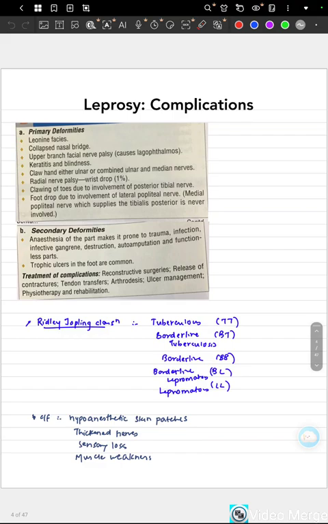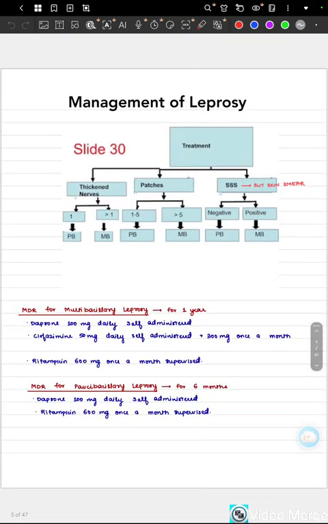Now talking about the management of leprosy. Management is divided based on paucibacillary and multibacillary leprosy. So what is paucibacillary leprosy? When the thickened nerves are 1, paucibacillary; if more than 1, multibacillary. When the patches are 1 to 5, paucibacillary; more than 5, multibacillary. And SSS, that is slit skin smear, if it is positive, multibacillary; negative, it is paucibacillary.